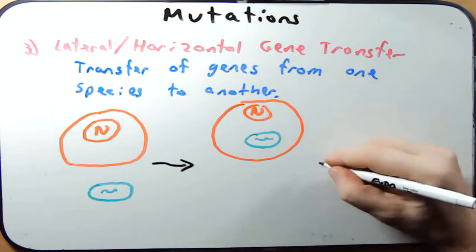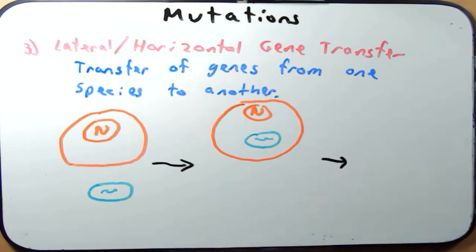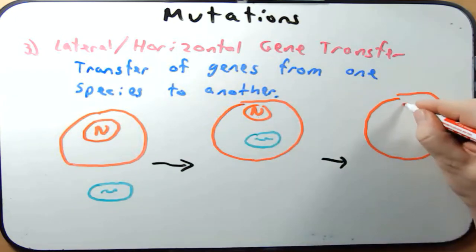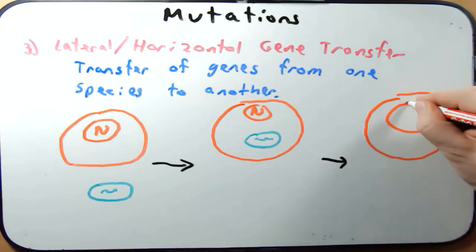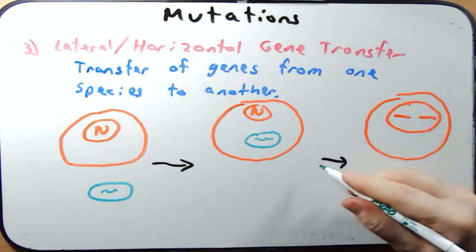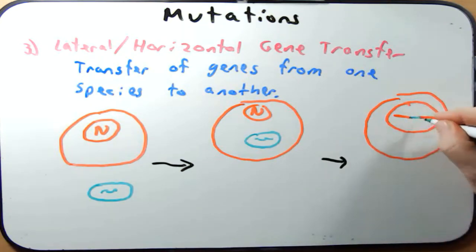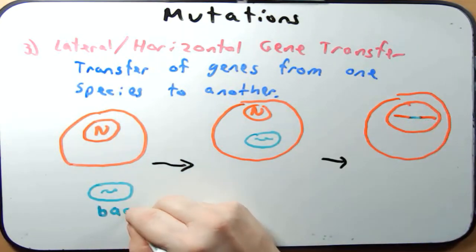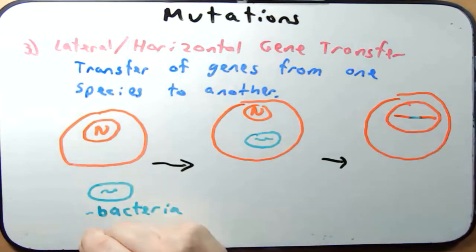But in some rare cases, we see evidence that the DNA in the nucleus, now I'm going to draw the nucleus just a little bit bigger so we can see what I'm talking about, has taken up some of the DNA from the bacteria. Now I said this was a bacteria down here, but it could have also been another kind of cell, like a fungal cell. It could also occur between one bacterial species and a different bacterial species. So there's a lot of different kinds of combination. In fact, that is one way we can get antibiotic-resistant bacteria, is through lateral gene transfer.